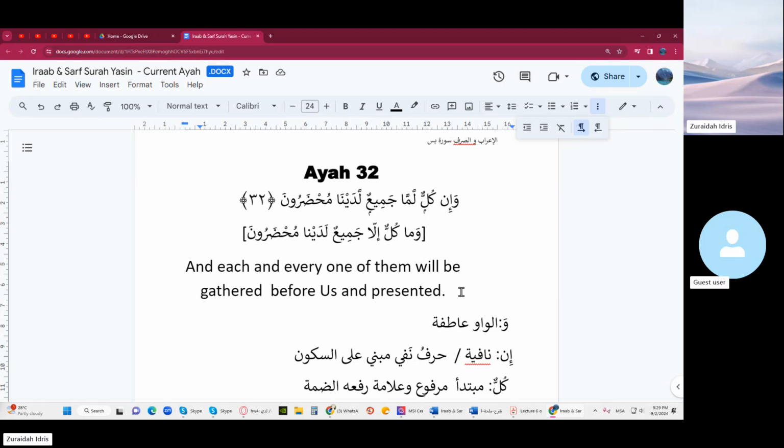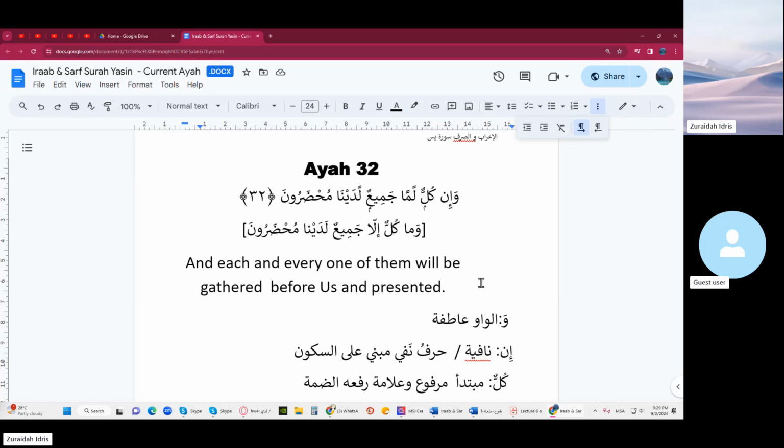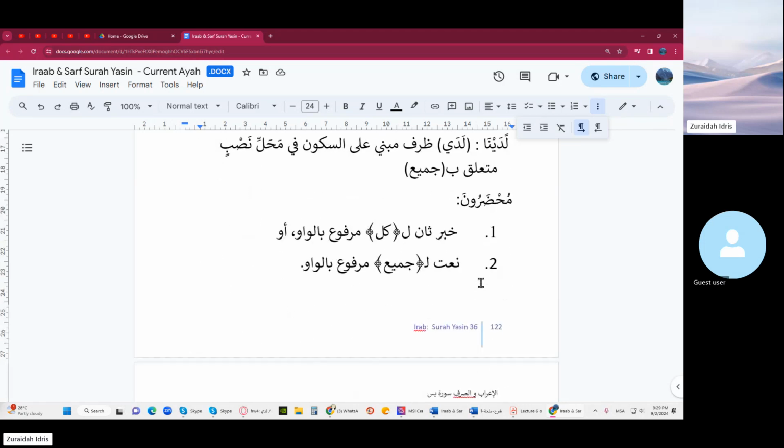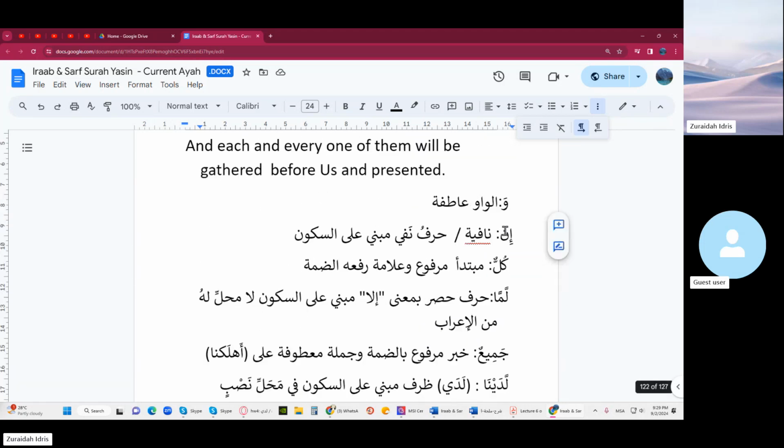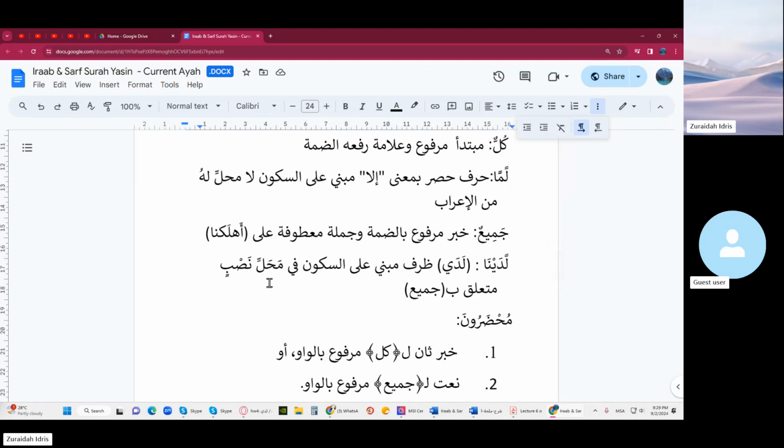Now the only other problem is our muta'alik. Remember, we did only one muta'alik just now. We said that it could be fi mahali nasbin muta'alik bi jami'un. This was the first thing. But we also have the choice of it being muta'alik to muhdarun.